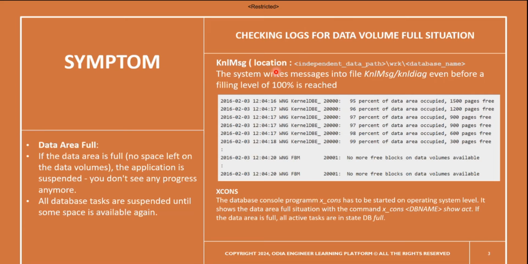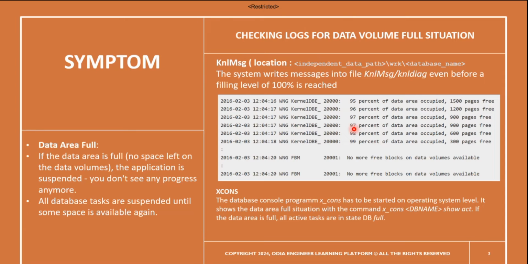Then what you need to do is check on the database side. For the database side, you have two files, either KNLMSG or KNLDIAG. These are the two files you need to use. If you don't know the location, you can go to the independent data path, also called the run directory. Go inside the wrk directory and then the database name. Here you'll see the KNLMSG and KNLDIAG files based on the version that you have. There you can see the information about the data volume full. You will see the logs there.